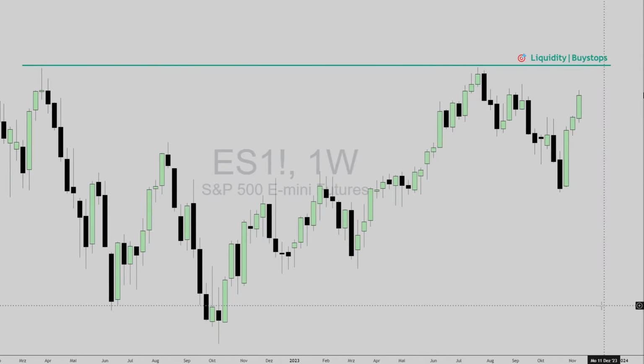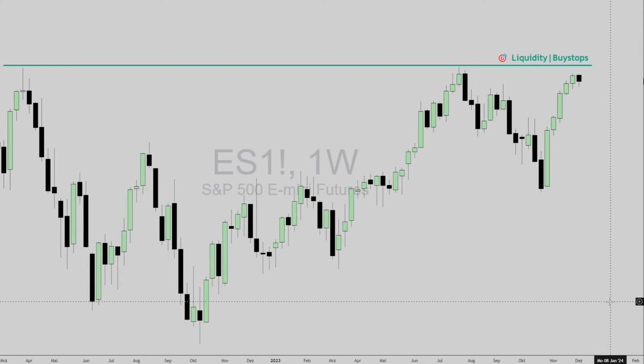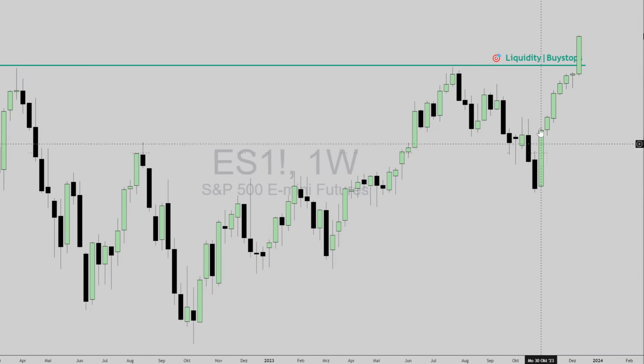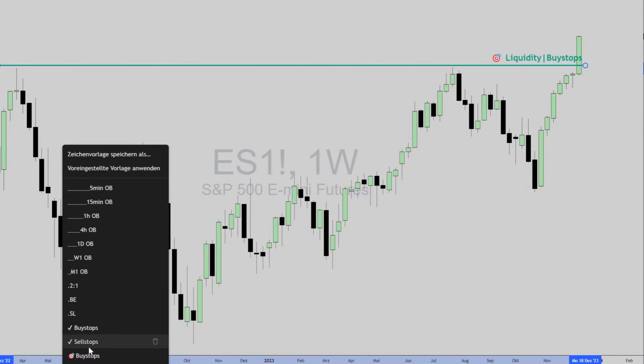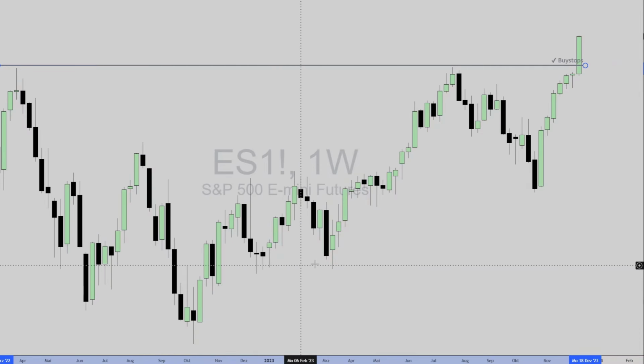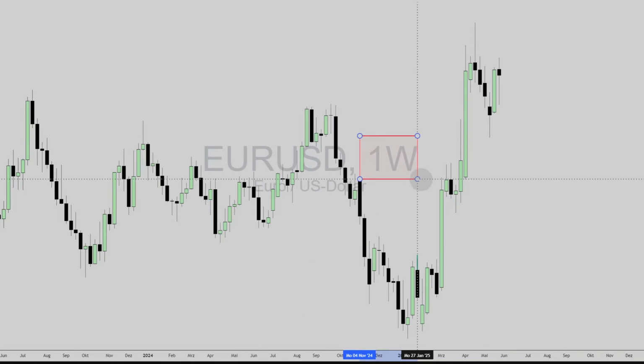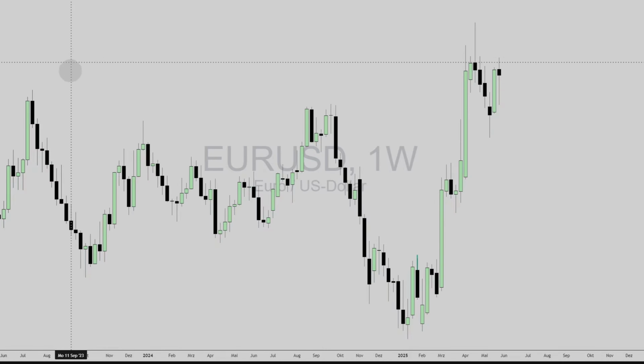Each timeframe tells its own story, which is why it's so important to understand that timeframes are not a gimmick, they are your foundation. And if you combine them incorrectly, then your entire setup is on shaky ground.